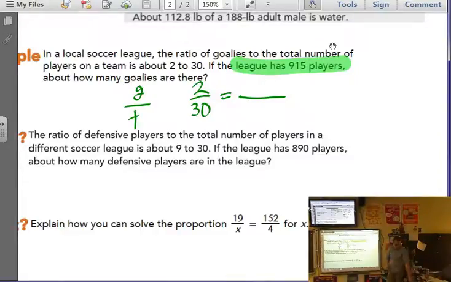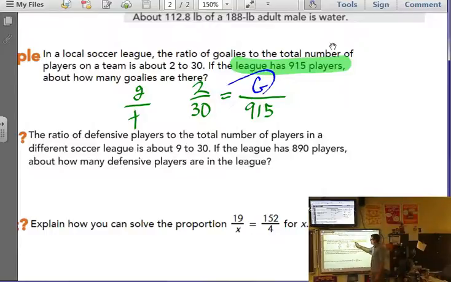Where in this proportion would my 915 go? Ooh, now I got some hands up. Andrew? It would go at the bottom. Why? Because it is the number of players on the team. Yeah, this is not the number of goalies. It's the total players in the league. My denominator is total players. So we set up over 915. And I'm just going to use G for goalie.